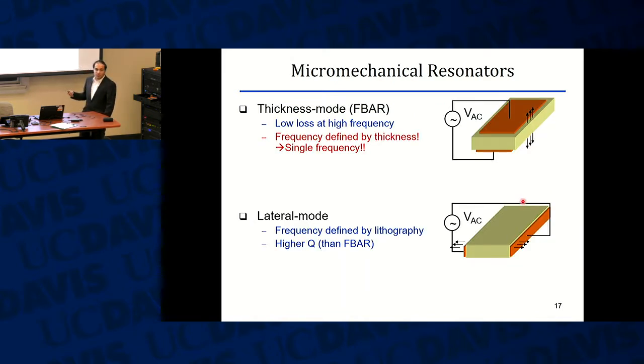Now let's look at different types of resonators. This is a general type of resonators. You can apply them to MEMS resonators or other types of resonators, but generally the resonators are excited and the transduction appears either in a thickness mode or in a lateral mode. In thickness devices, the frequency is determined by the thickness of the device, and the wave propagates in the thickness, which determines the resonance frequency. Unfortunately, you can only have one frequency with a film.